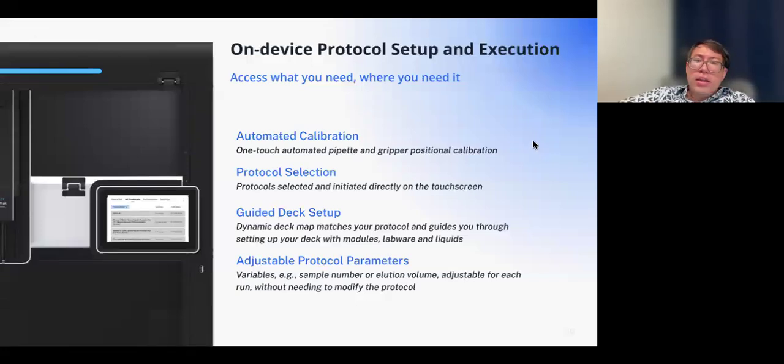Simple things like number of samples, elution volume, and many other highly customizable sets of parameters. So you can really tune your NGS protocol for the specifics of that individual run. And that can all be done seamlessly from that on-device display.